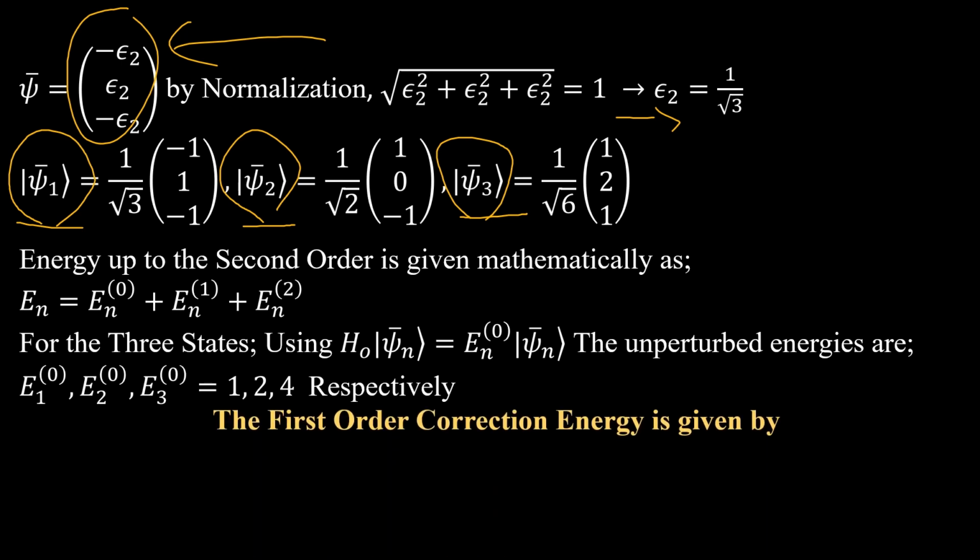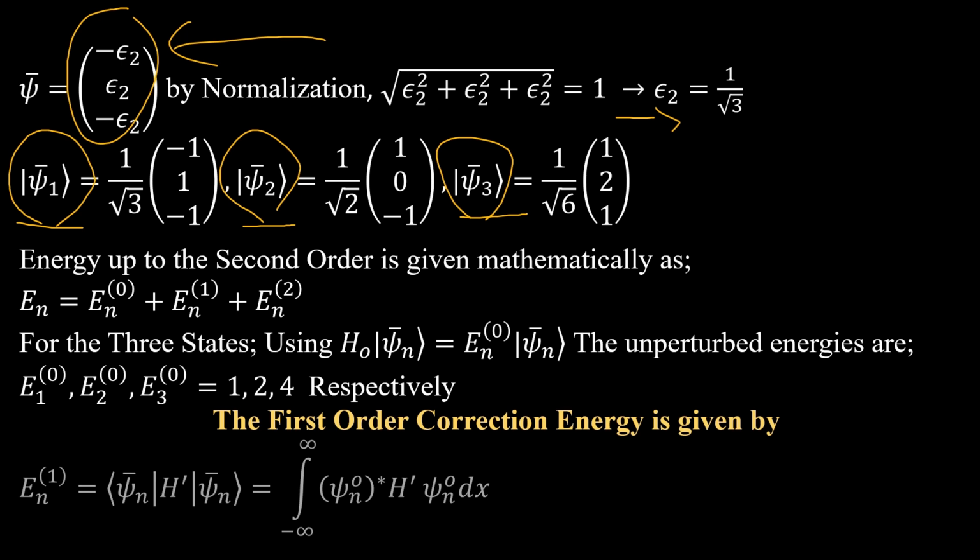Now let's go to first order correction energy. The first order correction energy is given by this expression. I know you are used to this expression. So you see, it is E_n^(1), where n is our state. We don't know what the state is: it could be state 1, state 2, or state 3. So we are going to be solving for the three states. So this is our formula.